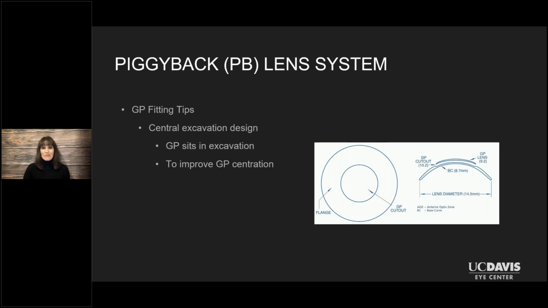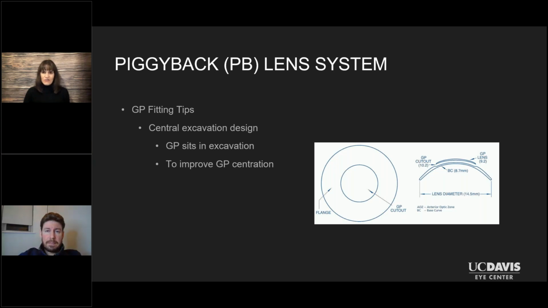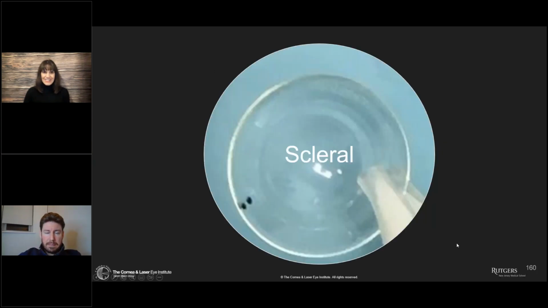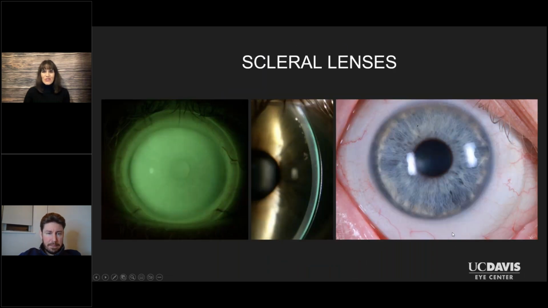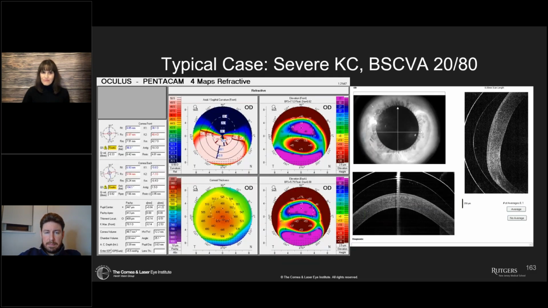And here you can see a piggyback lens system with an excavation design centrally with the GP there, and then the soft lens. Scleral lenses, definitely a great option for patients with keratoconus. You can see some beautiful images here. We do have the Scleral Lens Education Initiative that you can refer to for all things scleral lenses. Scleral lenses have been shown to be very safe for patients, even those with keratoconus. Here you can see Dan Fuller's study.